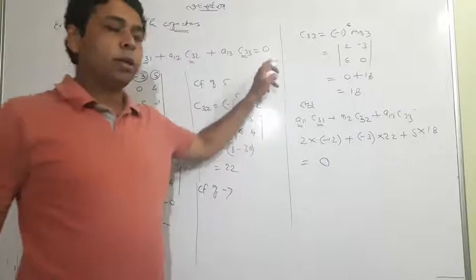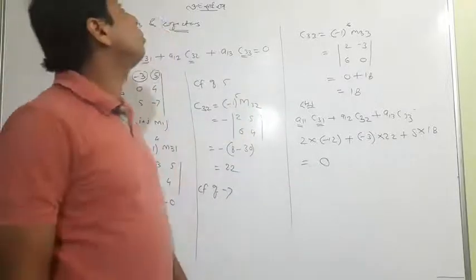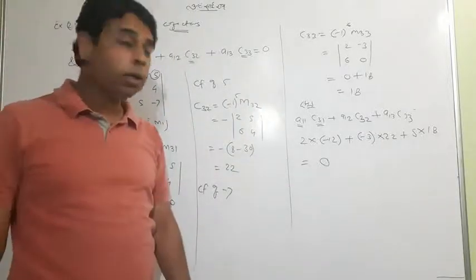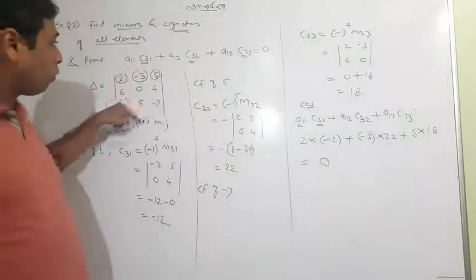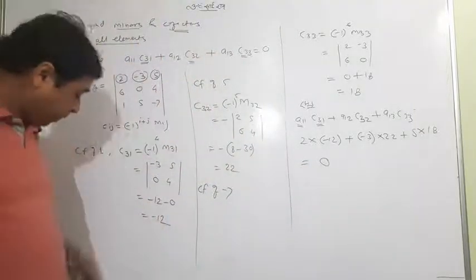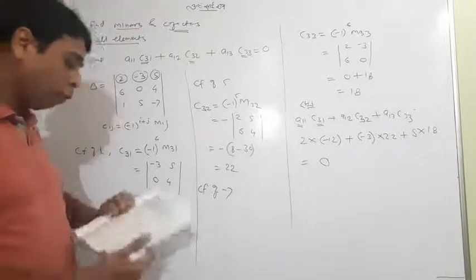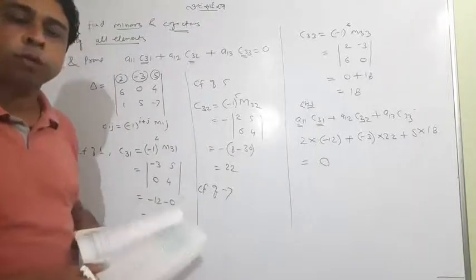So student, this is a question. I hope the time is already over, so I was fast in this question. You please do it, and similarly you can find the cofactor and the minor of all the elements. So exercise 4.4 is on you. Try it, and tomorrow we'll discuss. Thank you.